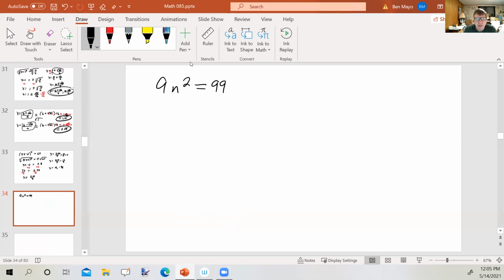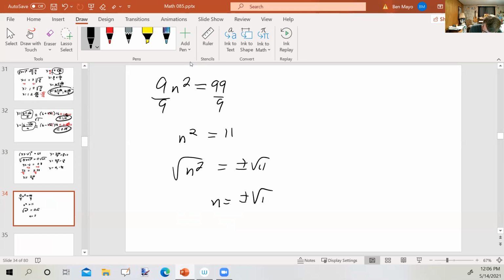Well, the leading coefficient of the squared term is a 9. So we'll divide everybody by 9 and we get that. I've got my perfect square. Take the square root of both sides and I get n equals plus or minus the square root of 11. So n equals negative square root of 11, n equals positive square root of 11.